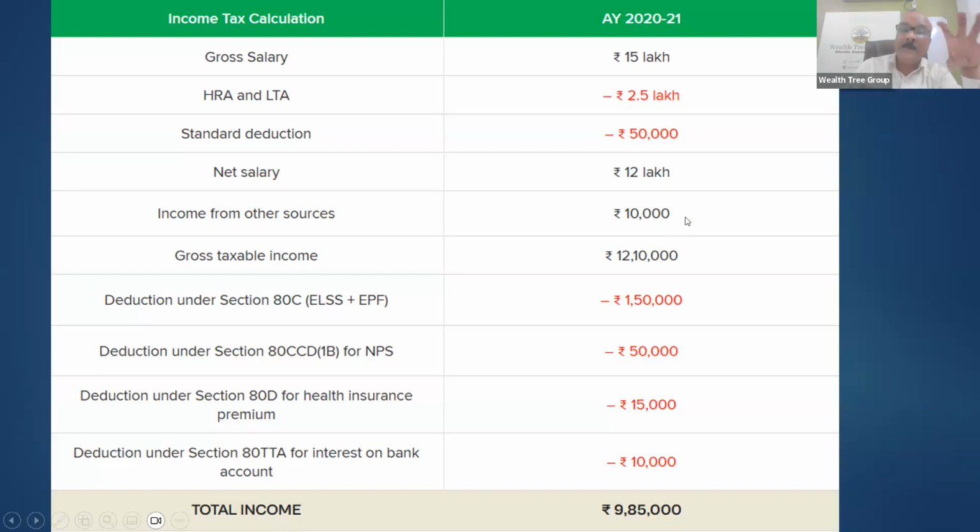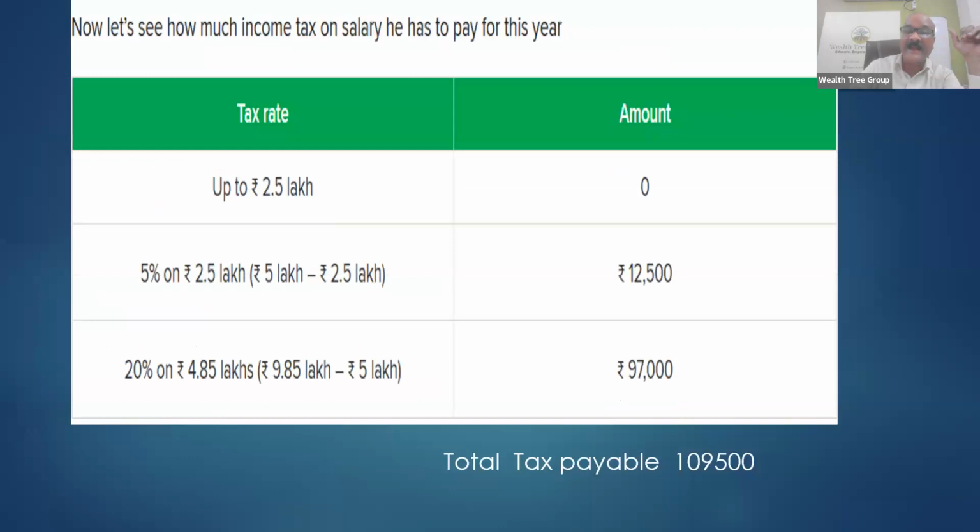In this example, I am not taking capital gains because it is a separate head, which I will explain. We are not considering that he invested in capital gains or in a property, and that case we will also discuss. But for a simple salaried person with all these deductions, 9,85,000 is the taxable income he has in his hand.